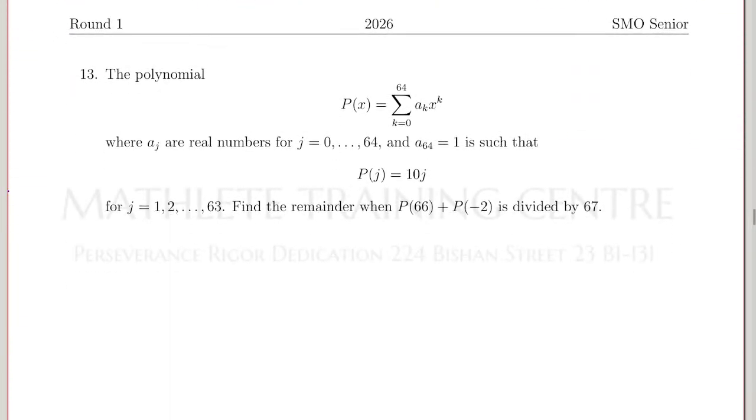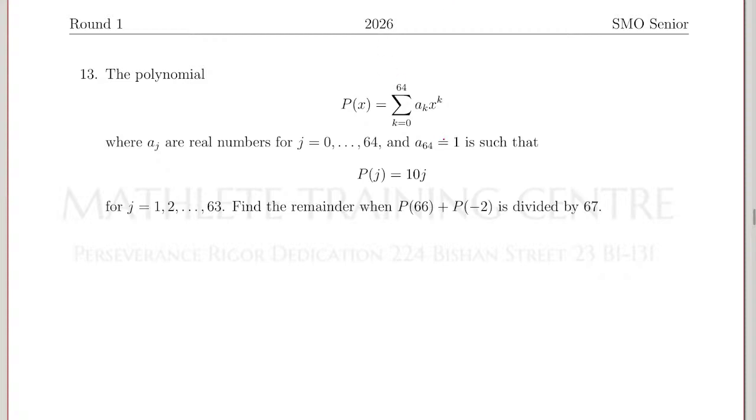Question number 13. This is a relatively standard kind of idea. In fact, we did something like this back then in Sec 2 semester 1 lesson number 15. Cannot remember, it's been a while. Okay, so we have exactly that question. I remember that question back then was f of 2016 plus f of 0 minus 2016 factorial. So this is a very similar kind of idea.